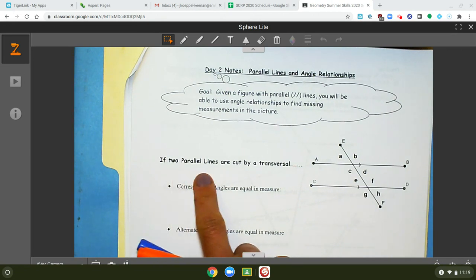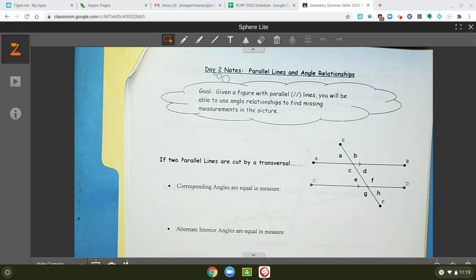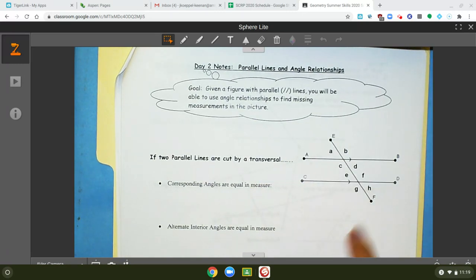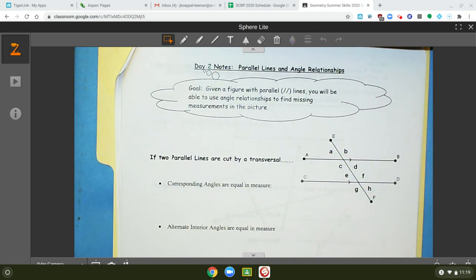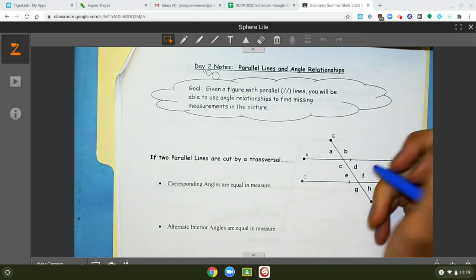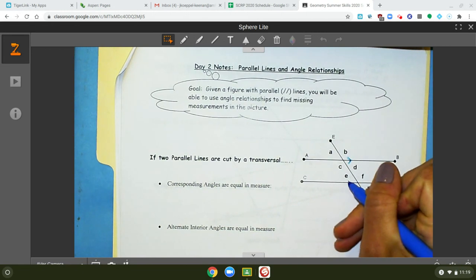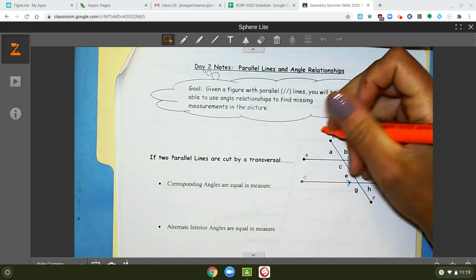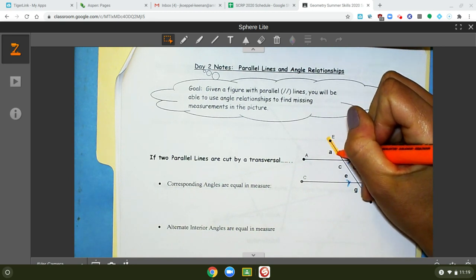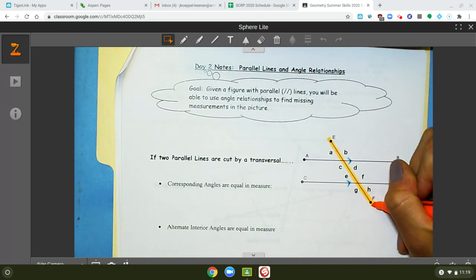So if two parallel lines are cut by a transversal, if we take a look at this picture, we have our two parallel lines. Now we know those lines are parallel because they never touch. They're going in the same direction. And you see how there are these little arrows. Whenever you have arrows on lines, that means they are parallel to each other. Now, a transversal is a line that intersects both of them. So I'm going to highlight the transversal.